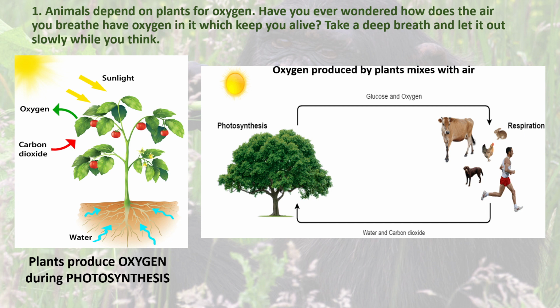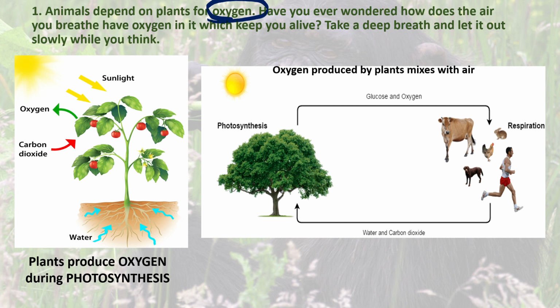So, the first and foremost important point, what is something that we need compulsorily to live? You need it, a small ant needs it, a big elephant needs it. Another hint is, what do you breathe in and breathe out? Oxygen. Yes. So animals depend on plants for oxygen.